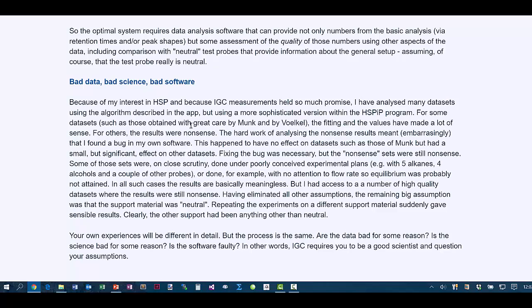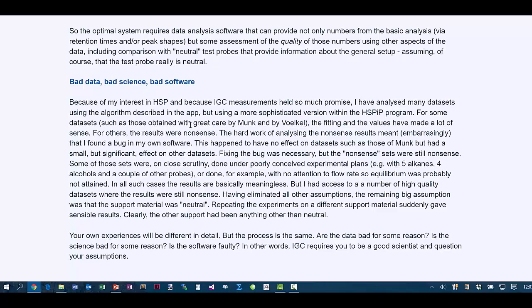Finally, I found a colleague who had some excellent high-quality data sets. My software had been validated, and yet the results were still nonsense. That's when we examined all the assumptions, and there's one assumption that had been made all along, which was that the support was neutral. When my colleague checked the assumption and changed to a different support, suddenly all the data made a lot of sense. It turned out the previous support had not been neutral. And going back to the original Monk data, I discovered that he'd paid a lot of attention to choosing the right support, and others had not followed his lead.